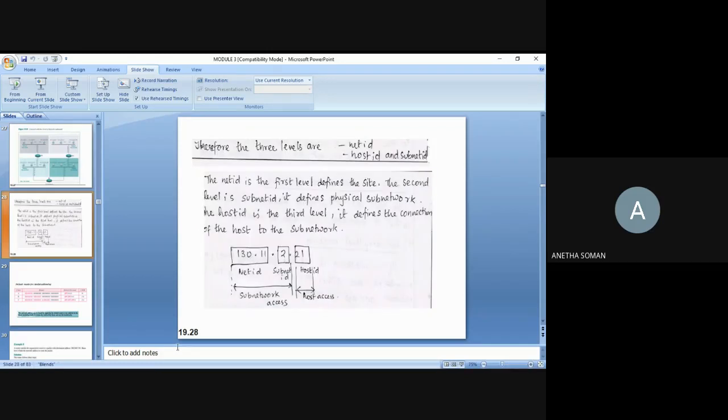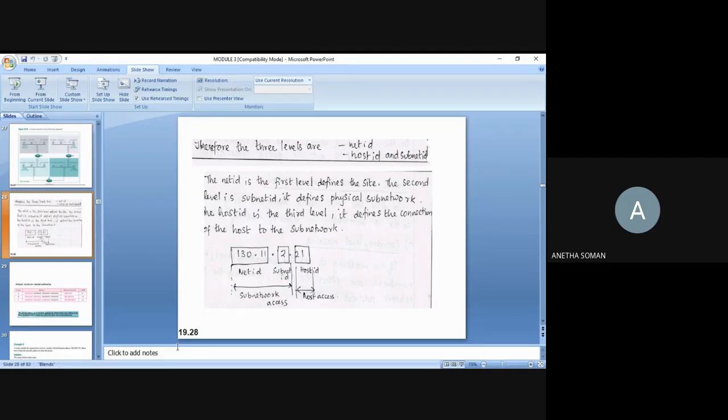Now, as I have just told you, you will have three levels of hierarchy. First comes the network ID, then the subnetwork ID, and then the host ID. The net ID is the first level, and it defines the site address. The second level is the subnet ID, which defines the physical subnetwork. The third level is the host ID, and it defines the connection of the host to the subnetwork.